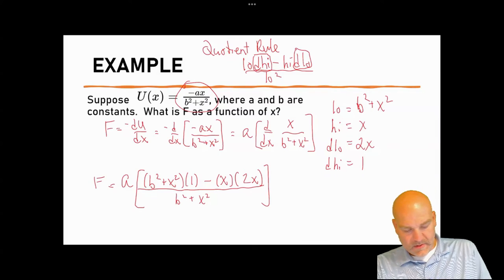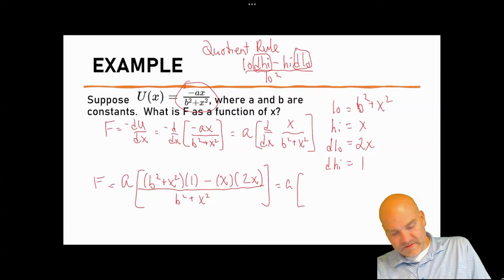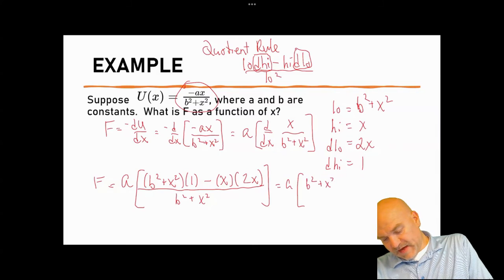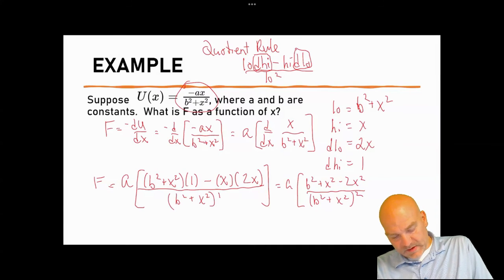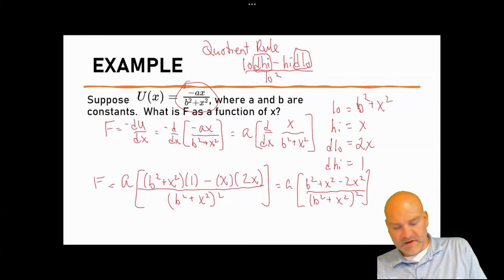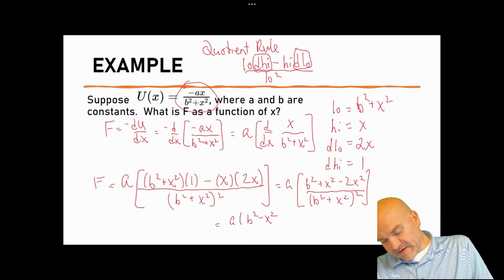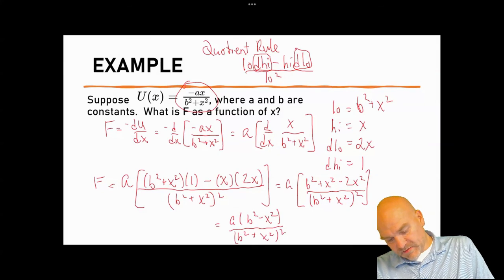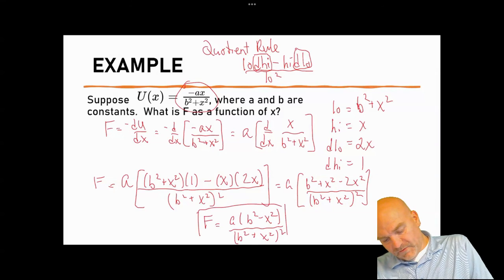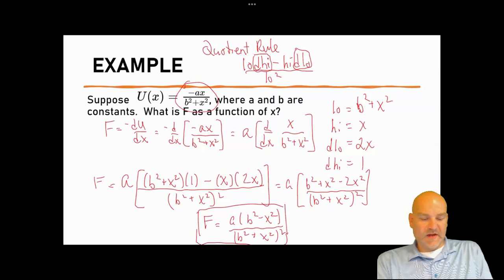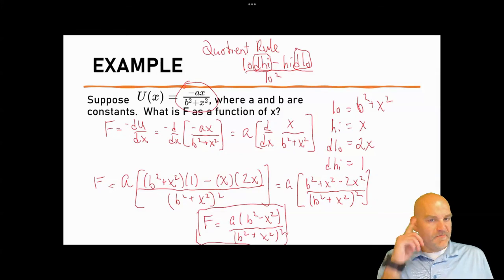And now I just simplify. So I'm going to have a, and so this is going to be b squared plus x squared minus 2x squared, over b squared plus x squared, squared. I forgot the squared over there. So I got x squared minus 2x squared. That's negative x squared. So I'm going to have a times b squared minus x squared over b squared plus x squared, squared. So that would be the force that is associated with that potential energy function.